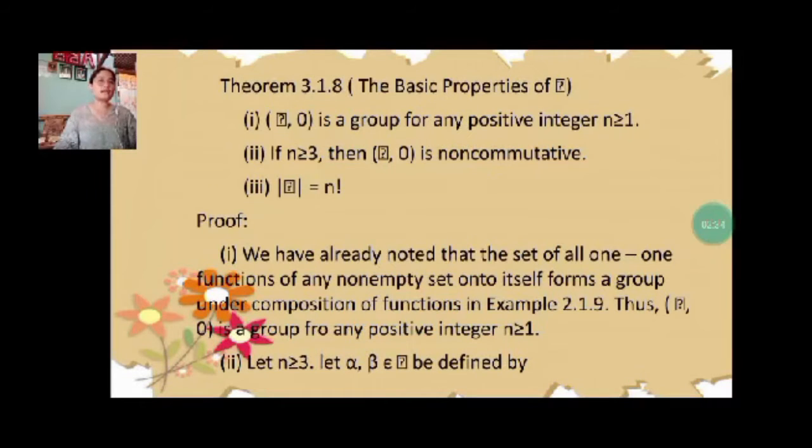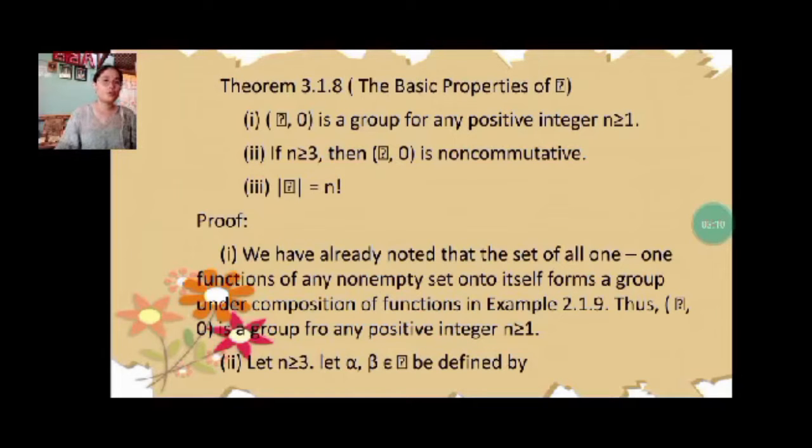So now let us look at Theorem 3.1.8, the basic properties of S sub n. Number 1, S sub n with composition is a group for any positive integer n greater than or equal to 1. Number 2, if n is greater than or equal to 3, then S sub n with composition is non-commutative. Number 3, the order of S sub n is equal to n factorial.